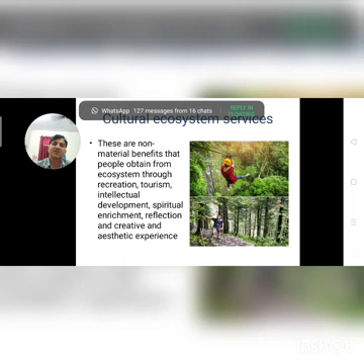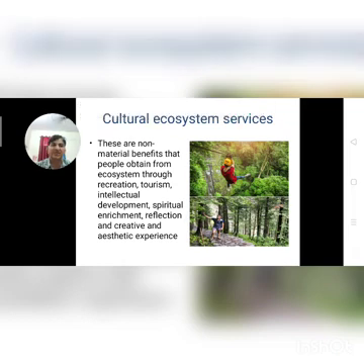Then cultural ecosystem services, again very important. These are non-material benefits. We cannot monetize them. We cannot evaluate their importance in monetary gains. But people obtain them through recreation, tourism, intellectual development, spiritual enrichment, reflection, and creative and aesthetic experience.